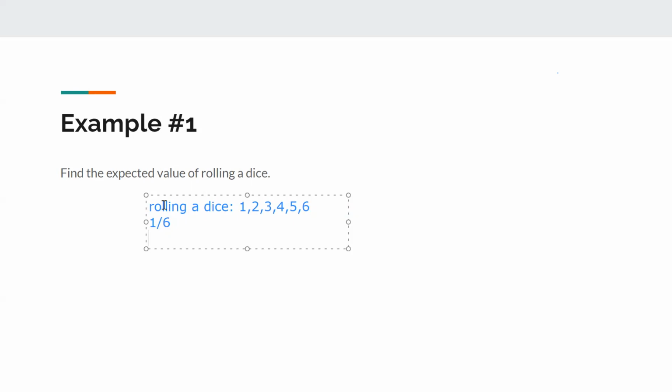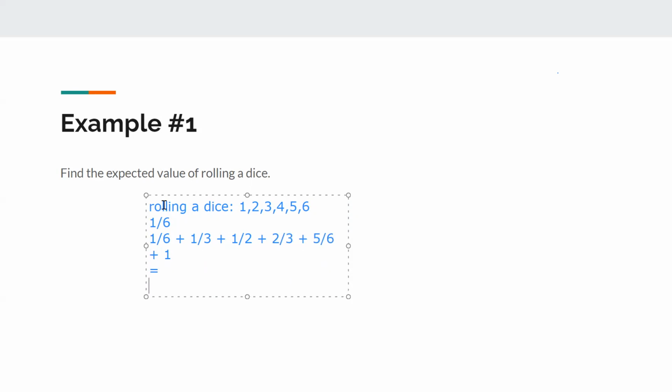Anyway, now what we're going to do is multiply every single value. So 1 times 1/6 is 1/6. 2 times 1/6 is 2/6, which is 1/3. 3 times 1/6 is 3/6, which is 1/2. 4 times 1/6, and we're just going to continue all of that. We're just going to multiply every single value. And here's a trick, all right?